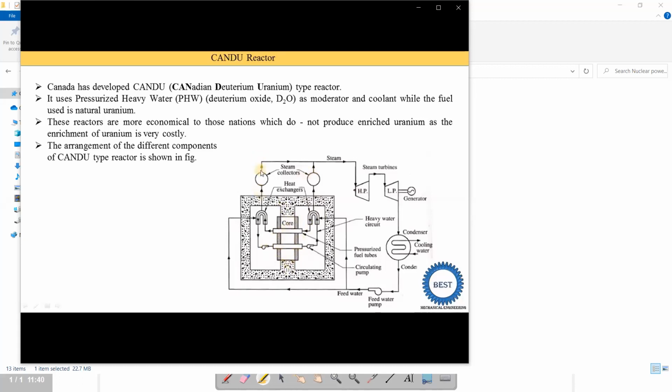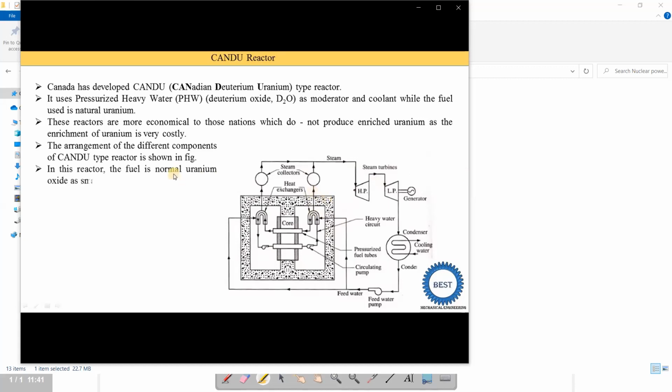And this is the steam collector. Here steam is collected, then supplied to the high pressure turbine, then to the low pressure turbine, then condensers and the feed water pump, and again the feed water is supplied to these heat exchangers. In this heat exchanger, from one side the feed water is supplied and is converted into steam, and from the pipe heavy water is supplied. So heavy water supplies heat energy to the feed water, which is converted into steam, and the steam is supplied to the turbine.